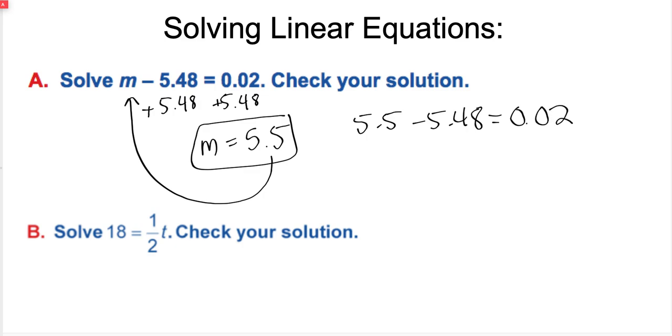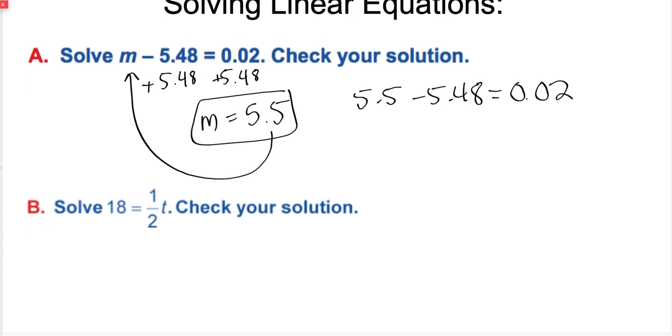If I plug in my answer of 5.5, does it work out to give me a 0.02? Yes. If you followed your rules correctly here, it should always work out. You should always be able to check your solutions on basic solving equations, linear equations, stuff like that.